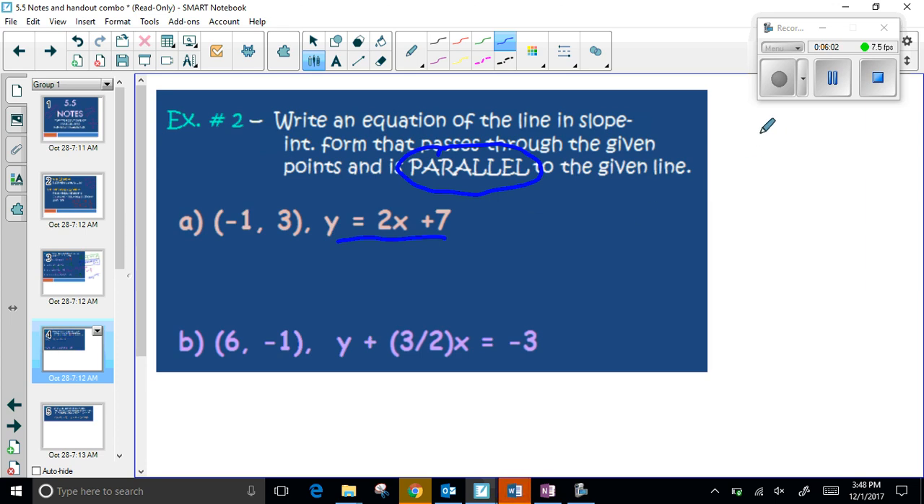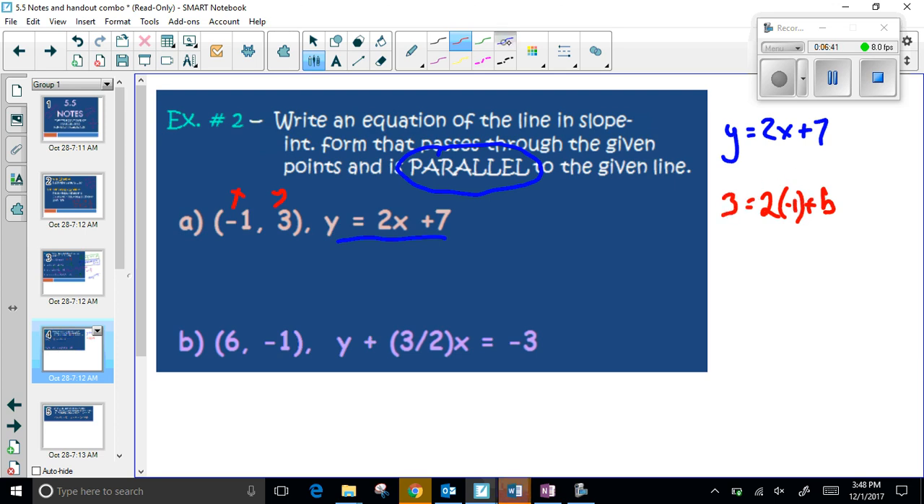So I'm going to go over here. I'm going to use my space. y equals 2x plus 7. Now, if it's parallel to this line, I know my new line is going to have 2 as its slope. But I don't know what its y-intercept is going to be. And in order to find out what the y-intercept is going to be, I have to input something that I know works for this equation. Fortunately, I have an x and a y value here. So I can put in a -1 for x, and I can put in a 3 for y.